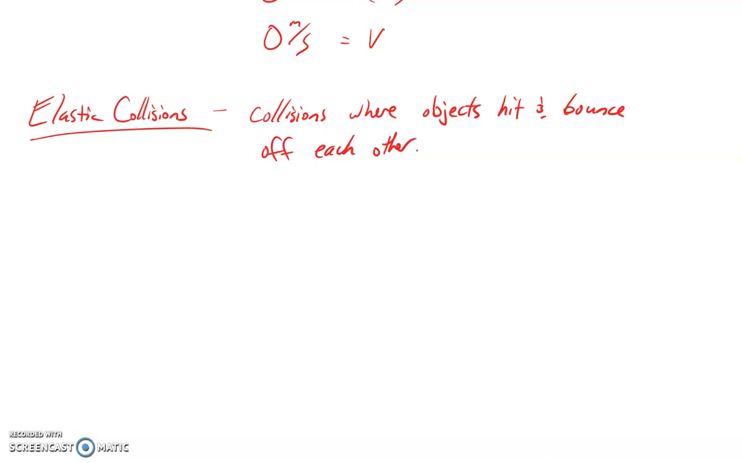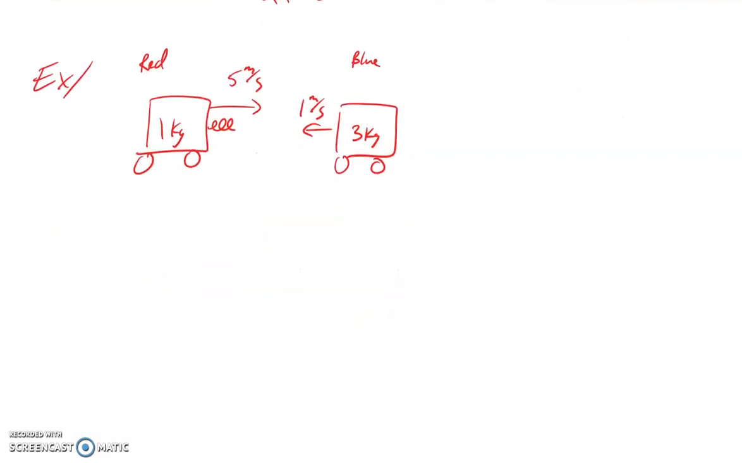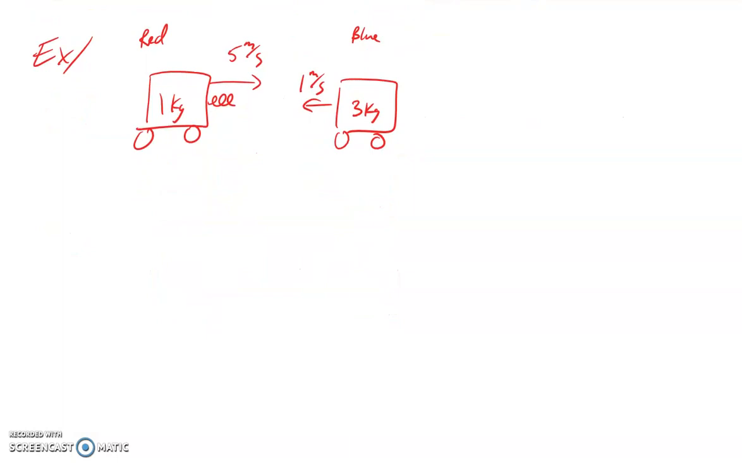They do not stick. Let's do an example. Got a 1 kilogram cart. It's got a little spring on the front of it. This is going to be our red cart. It's going to be initially moving to the right at 5 meters per second. It's going to collide elastically with a blue cart that has a mass of 3 kilograms and was initially moving to the left at 1 meter per second. So this is our initial setup.